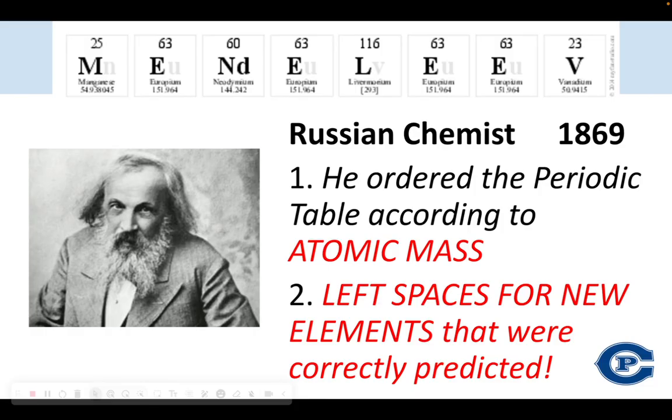Now, what's unique about when he organized the periodic table, like I said, is that all these elements were coming out, but there were also a lot of missing elements at the time. And so he was the first one to leave spaces for new elements, and then they were later correctly predicted. So again, this is not currently how our table is organized. However, he was the first one to do so.